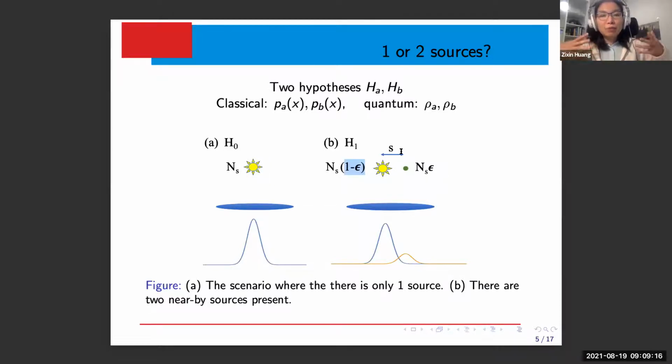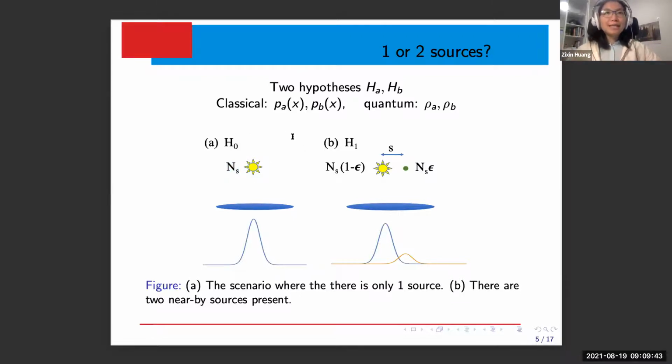So here we're preserving the total photon number. In principle this information NS is used, but we are saying that if we don't know exactly what the mean photon number is, we're going to collect n photons and see what information we can get out of the system.